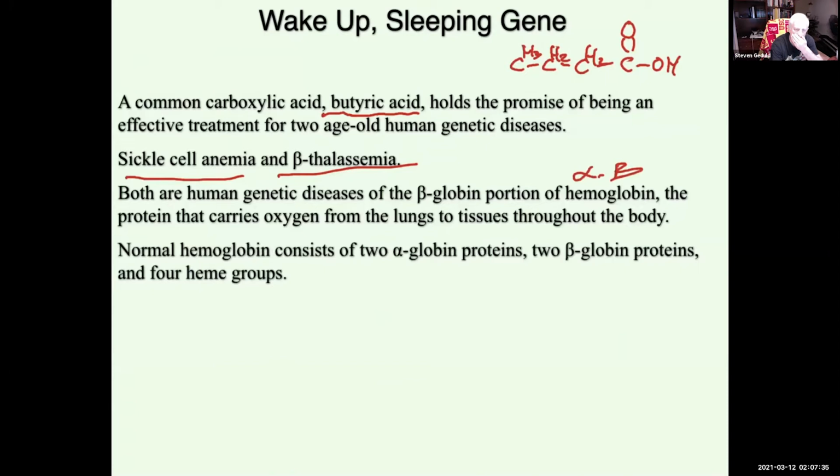Normal hemoglobin, we just said, consists of 2 alpha globin proteins and 2 beta globin proteins, and there are 4 heme groups with that. The heme group is the iron bonded to the porphyrin ring, and that's what actually holds the oxygen in place on the red blood cell. So there are 4 of those groups in every hemoglobin molecule.